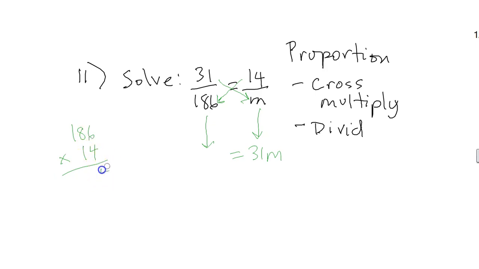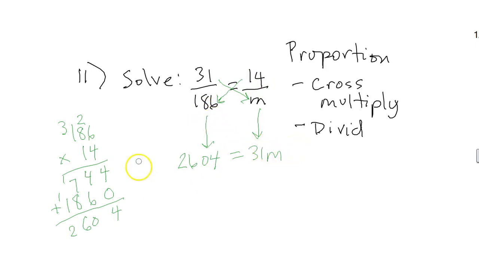4 times 6 is 24. This is 32 plus 2 is 34. 4 plus 3 is 7. Then we'll put 0 to hold our place. 1 times 6. 1 times 8. And then 1 times 1. Then we'll add this together. 4 and 10. 15, 16. And then a 2. So we get 2,604 when we cross multiply the 14 times 186. Hopefully my math is good.